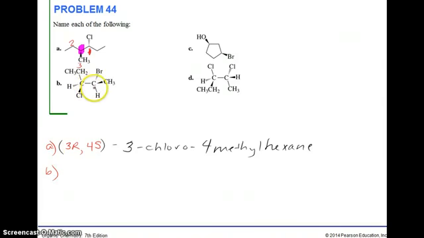B, again with assigning priorities and naming it as if we don't know the configuration yet. So what would we call this? Well, this would be 2-bromo-3-chloropentane. Now we find our asymmetric centers, and they happen to be the number 2 carbon and the number 3 carbon.